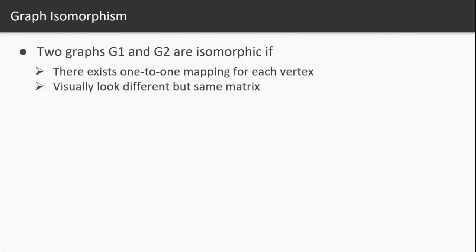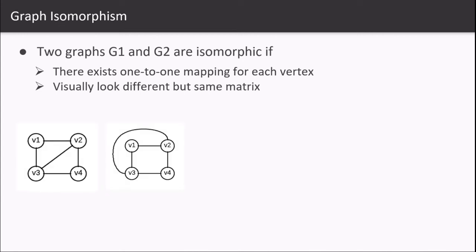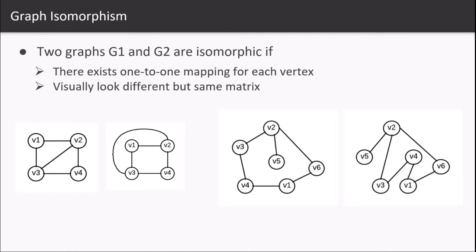Graph isomorphism. Two graphs G1 and G2 are isomorphic if there exists a one-to-one mapping for each vertex. In simple words, if the two graphs visually look different but they have the same matrix, then those two graphs are isomorphic. For example, the simple one is on your left and a bit more complex on your right. I have just shuffled the positions of the vertices.